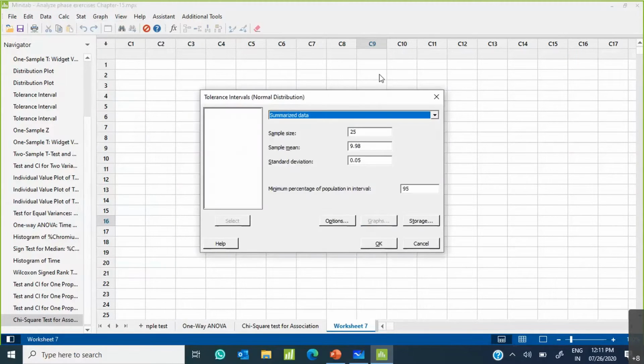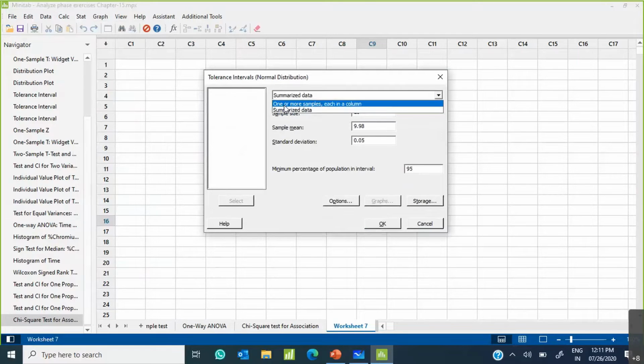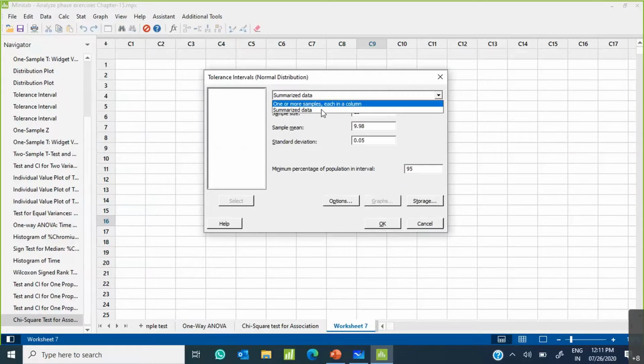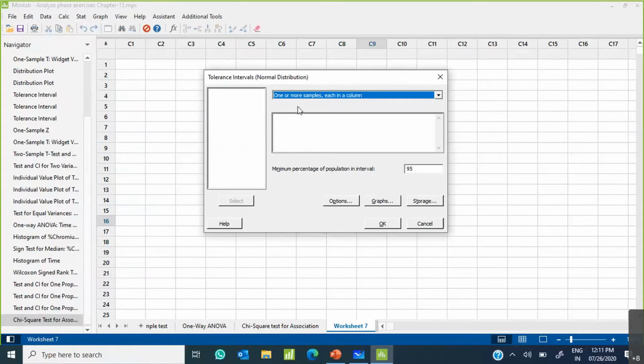If you go there, there are two options. One is if you have the data in column format, let's say 20 or 25 data points, we can directly select the option of one or more samples, each in a column. And if you have summarized data, you can click here and put in the summarized data. You can go both ways. It's simple when you have the data in column format, you need not put in other values. But if you go for summarized data, you have to put in the values.